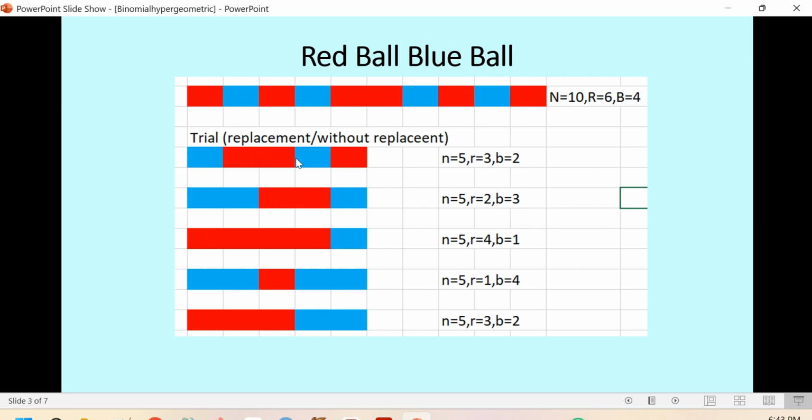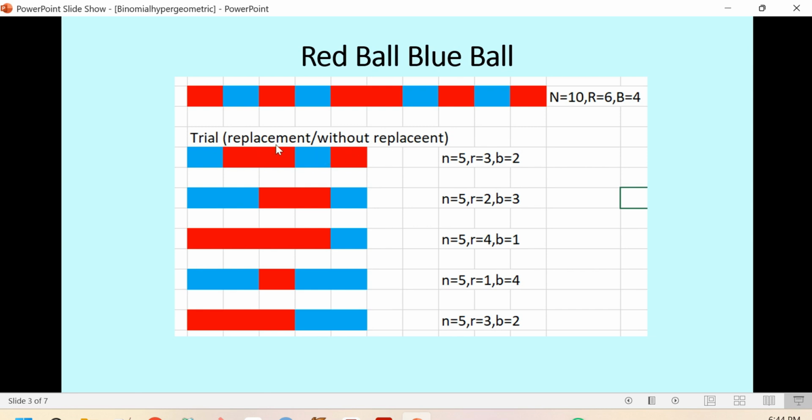So if in each trial we take out an element and put it back, this is the whole population. For example, there are 10 boxes, red and blue. Here we have 6 red boxes and 4 blue boxes, and we take out 5 samples. If we take one by one and put it back before we check the next one, this is called the replacement trial. And if we take out one and do not replace it, then this is the without replacement trial.